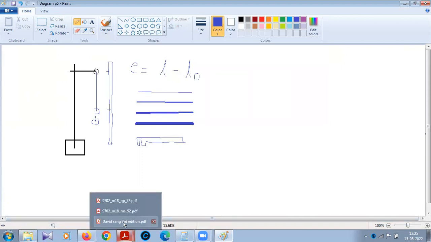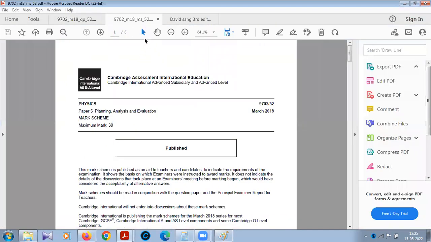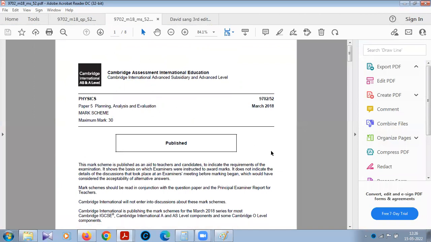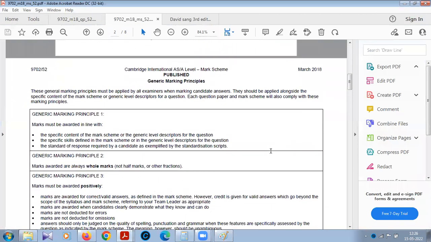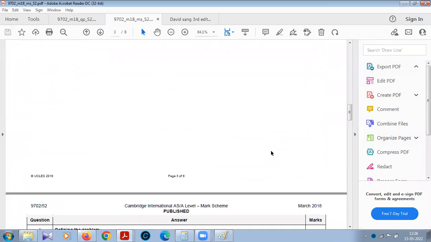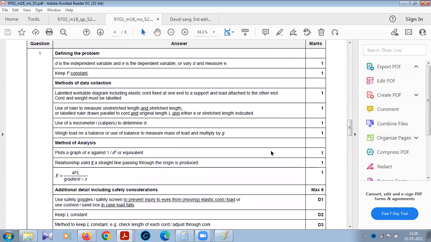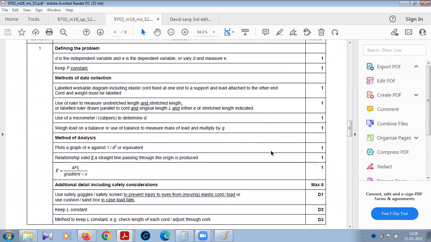And then, see the marking scheme. This is how the marks are distributed. Can you see the screen? D is the independent variable which we are varying. Based on the value of D, we are getting the value of E, that is the extension. So E is the dependent variable. We have to clearly write what the dependent variable and the independent variable are.